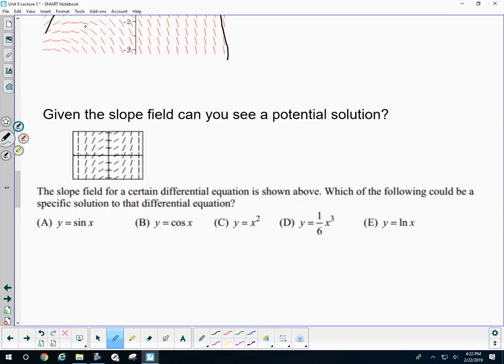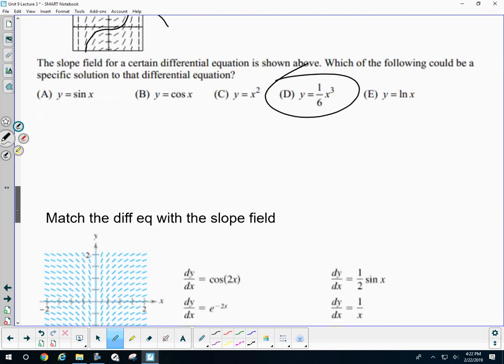Same type of question to be asked in this way. Here is a slope field. What would be a potential solution? Well, if you just follow the slopes, you see it looks something like this. Well, what is that graph? Is that sine x, cos x, x squared, x cubed, or log x? It looks like a cubic. Okay, that's something you should know. Okay, so that's another type of question.